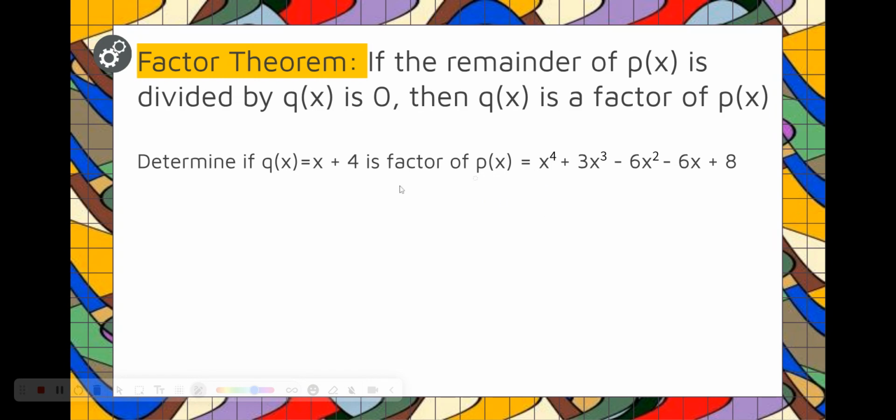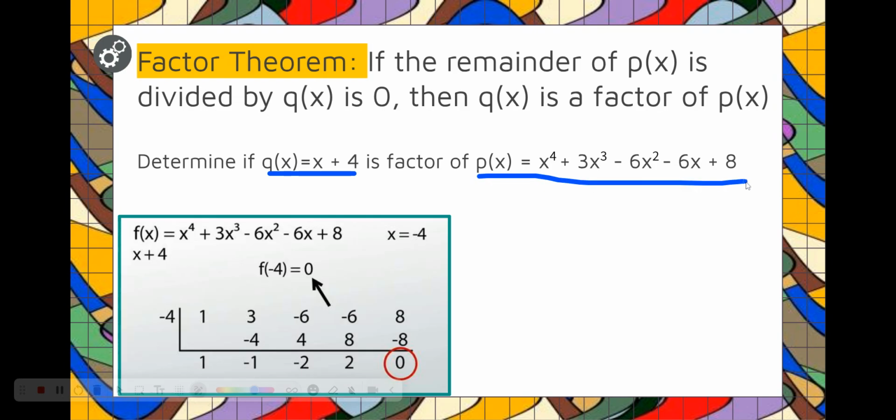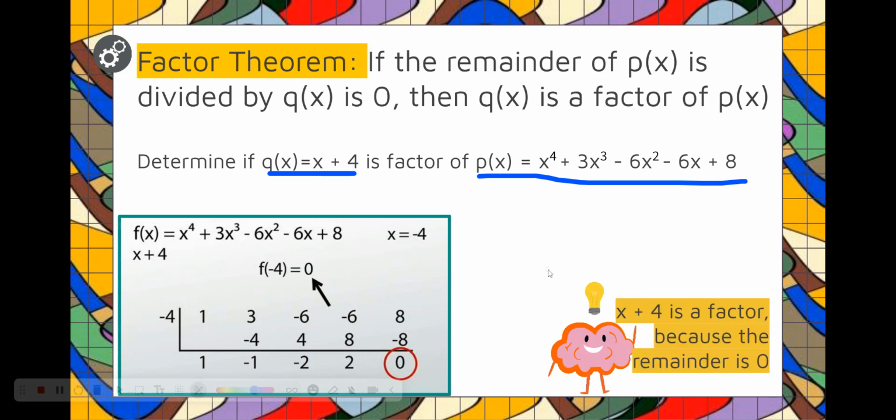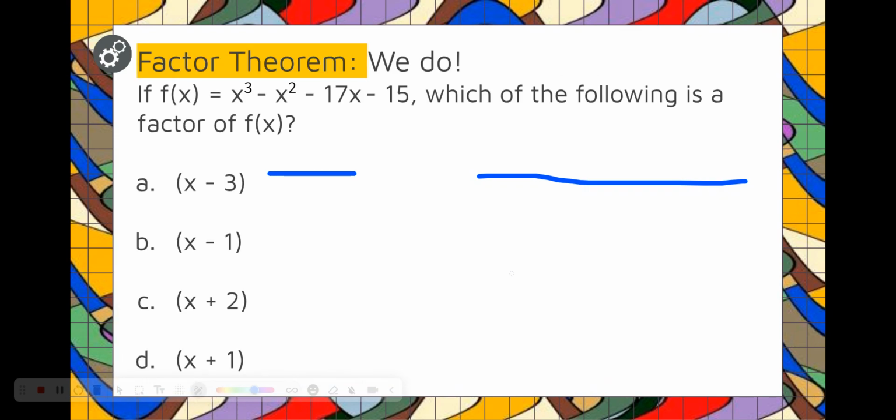Ready? Okay. Determine if function q is a factor of function p. First thing, you're going to plug that in. This is decimals. This is synthetic division. You see how we got 0 here? Which is correct. Once your remainder turns to 0, then you can say that x plus 4 is a factor of this equation. X plus 4 is a factor because the remainder is 0. Yes, that is correct. Again, this is using synthetic division.